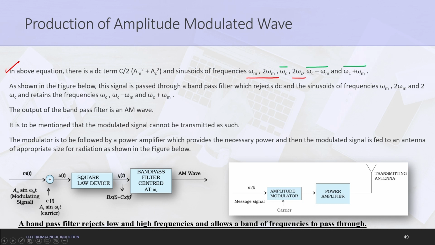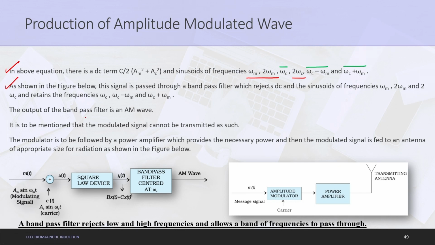This was the main aim for me, to explain to you the complete formulation of how that equation came and where these sinusoids are coming from. It is quite clear now that the frequencies written in red color are being rejected along with the DC term, and the frequencies retained are omega c, omega c minus omega m and omega c plus omega m. So, let us move on next.